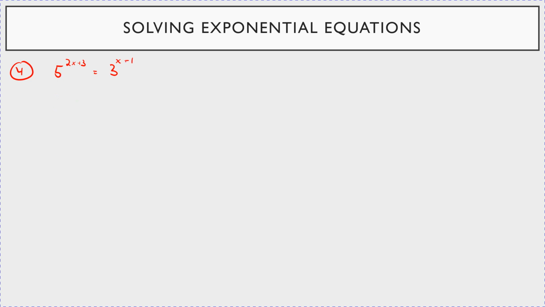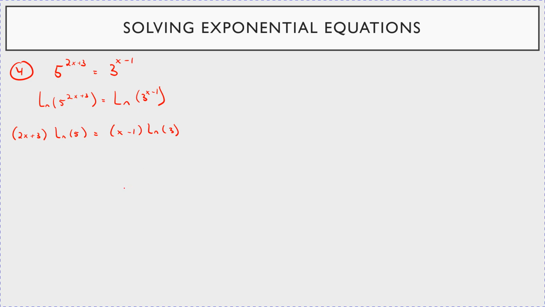All right, so you want to bring down the exponents here. So what you're going to do is take the natural log of each side. So you're going to have the natural log of 5 to the 2x plus 3 is equal to the natural log of 3 to the x minus 1. You're going to watch, this is going to get messy really quickly, so you have to be very meticulous. All right, so we can bring down the exponents now. 2x plus 3 times the natural log of 5 is equal to x minus 1 times the natural log of 3.